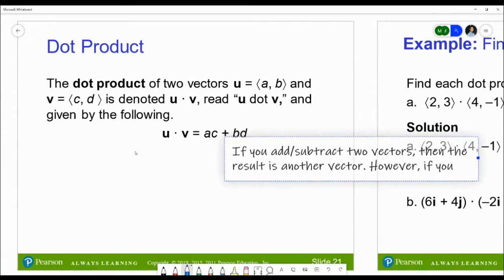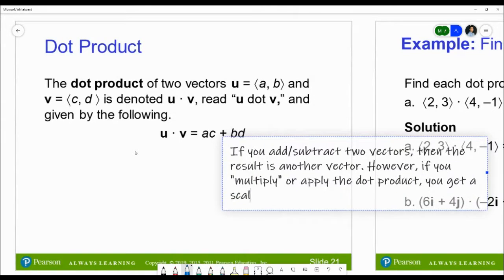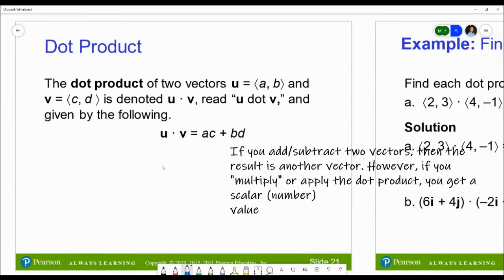However, if you multiply or apply the dot product, you get a scalar value. Scalar just means that it's just a number with no direction. Remember that a vector has direction. Scalar is just a number, it does not have direction.